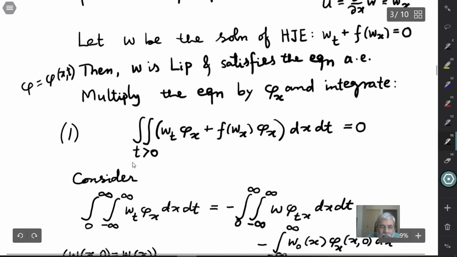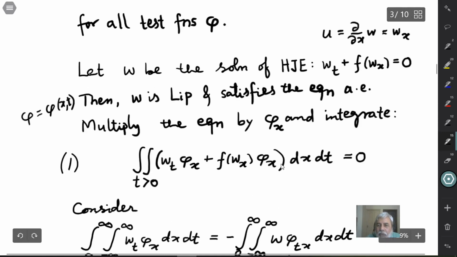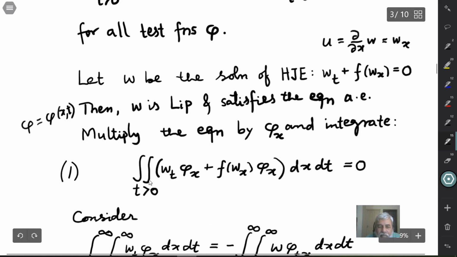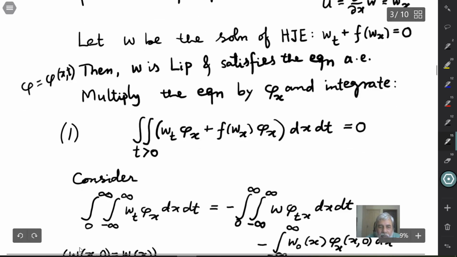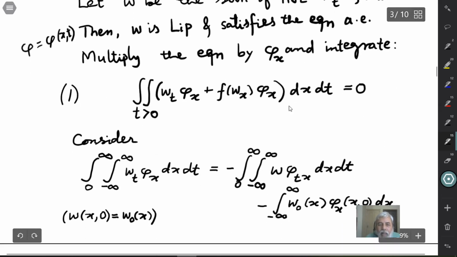This notation I've already introduced in the previous class, it just means this double integral over t positive. So you multiply by phi_x and integrate over t positive. That means this. Now consider for example the first term here. I want to integrate by parts, so you have to justify that. These are some subtle issues, but you have to pay attention. Otherwise, we start thinking that these are all smooth functions. So there is no need to worry, but they are not.